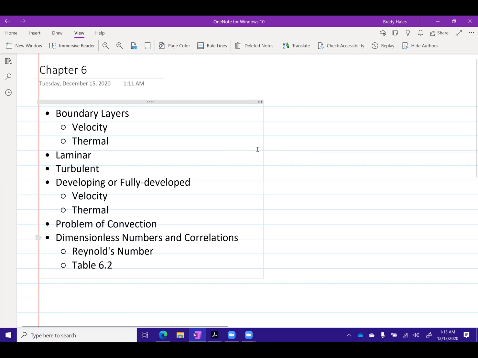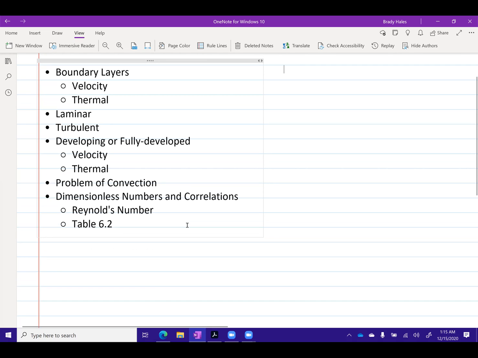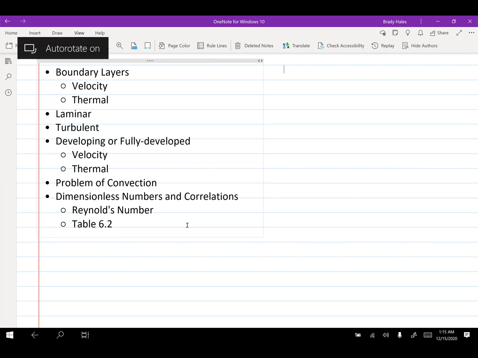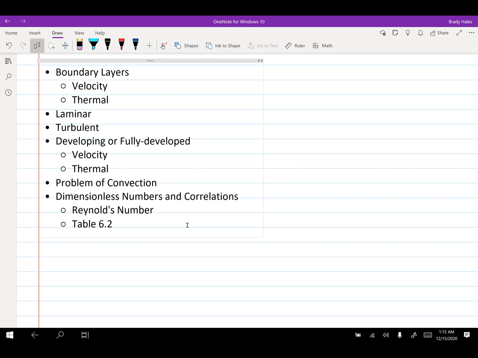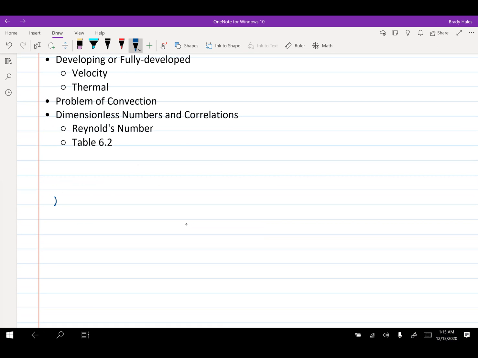Okay, so today I'll talk briefly about boundary layers, laminar versus turbulent, developed or fully developed, just the general problem of convection, as well as dimensionless numbers and correlations, which are all pretty big themes for Chapters 7, 8, and 9 when determining convection, right? So let's start off with boundary layers. So just a quick conceptual understanding of boundary layers.